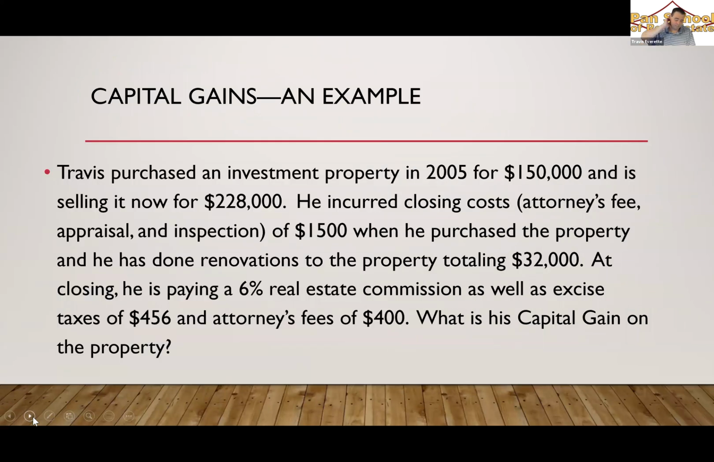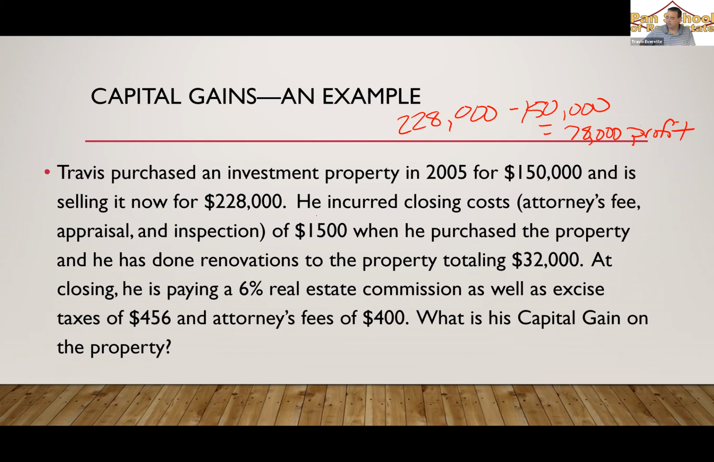So this is just an example of how a capital gains tax gets calculated. Travis purchased an investment property in 2005 for $150,000, and he's selling it for $228,000. If we were just doing raw profit, we would say $228,000 minus $150,000, which is $78,000 profit. The problem is we didn't take into account if he might have invested other money. That's where the rest of it comes in.